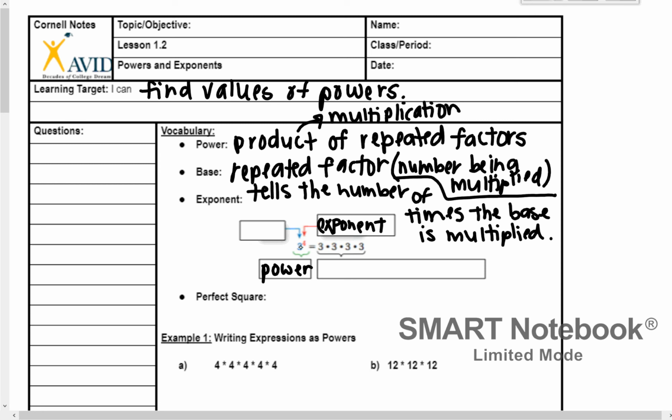The 3, the big number 3, is the base. And this right here is showing us that 3 is being multiplied 1, 2, 3, 4 times. So 3 is being multiplied by itself 4 times. So 3 is being multiplied 4 times.